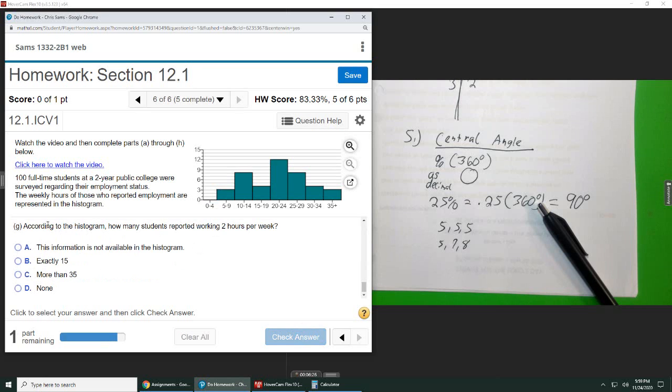It's possible, but we don't know how many. And then G says, according to the histogram, how many students work 2 hours? Well, nobody is in this group. Since this bar has no height, nobody works 2 hours. So we can definitely say that there are none. There's not even a possibility of working 2 hours. Nobody's in that category.